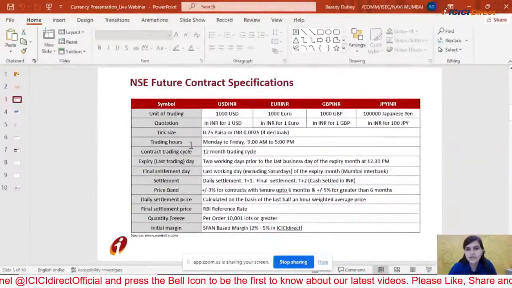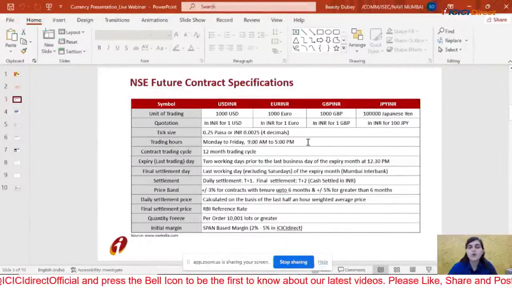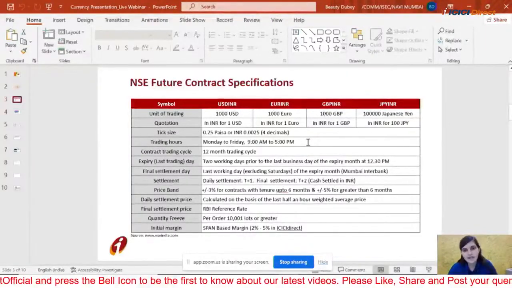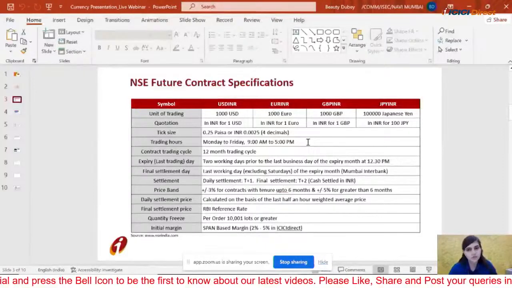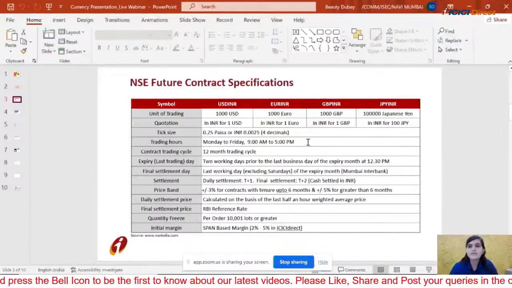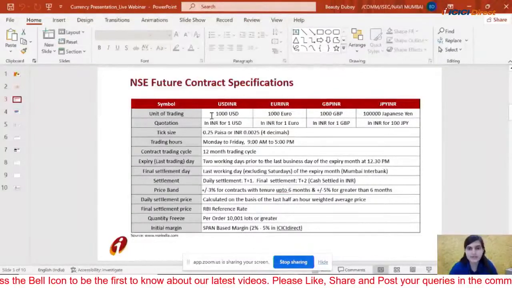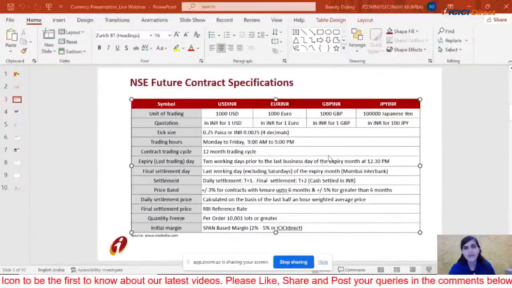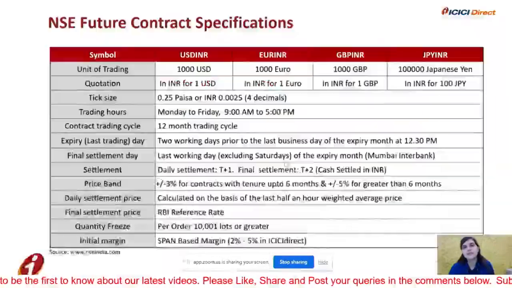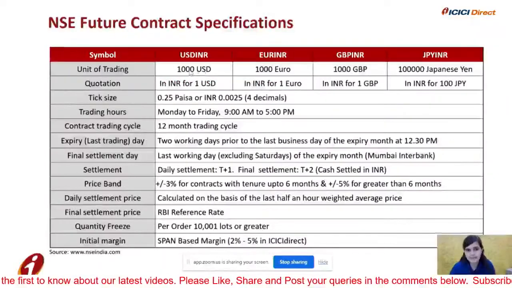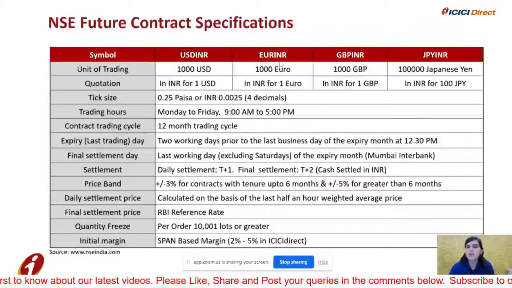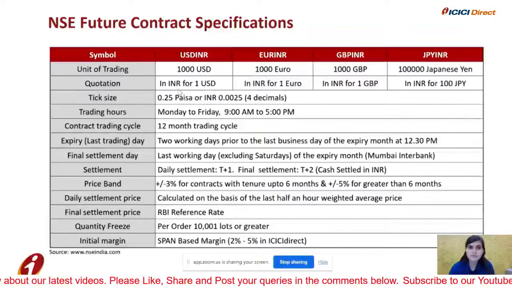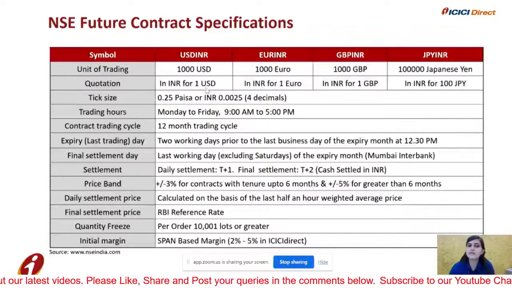Coming to the specifics of the product. The unit size for all the currency pairs, whether it is USD INR, Euro INR, GBP INR, or JPY INR, we have four currency pairs on which you can trade. For all these four pairs, you can just see the lot size here. Unit of trading is the lot size. It's 1000 USD. For one lot, you have 1000 quantity for USD INR, Euro INR, and GBP INR. This is the case for both futures and options.